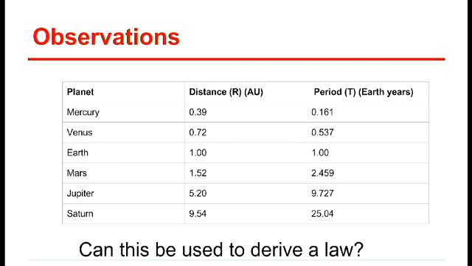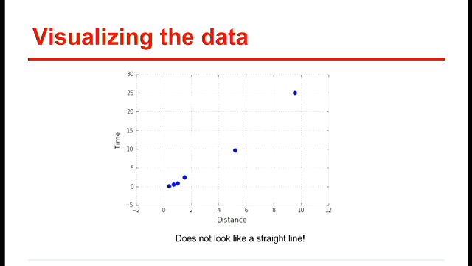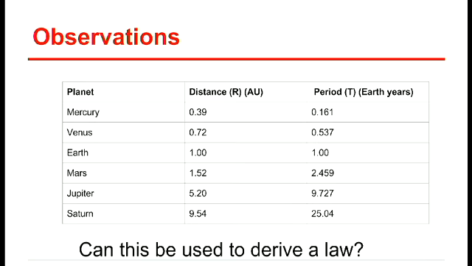Can this be used to derive a law? Does this make any sense? What do we do with this? We are going way back. Let's visualize the data. On the x-axis is exactly this column, and the y-axis is this column.